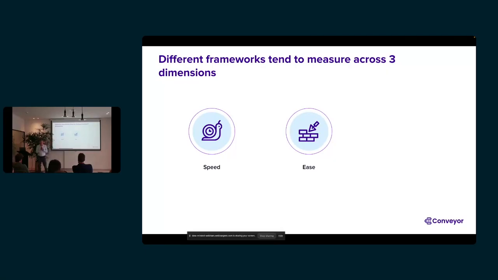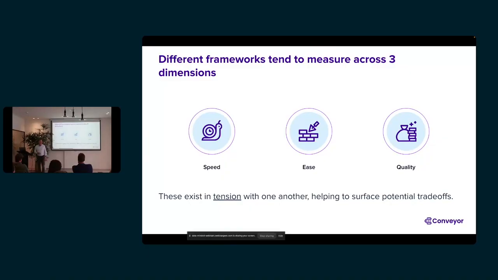How easy is it to get from point A to point B? And you can have speed, but it doesn't mean it's easy, right? And the last one is actually quality. So when these three things live together, you can't optimize for one, you have to look at them as a more holistic view.